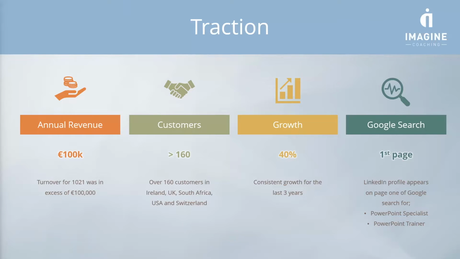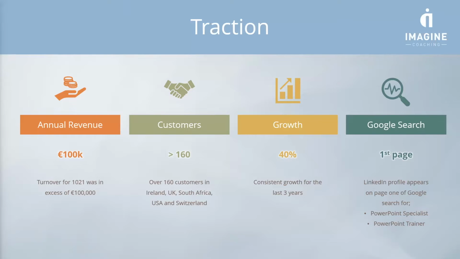Okay, so this slide is traction. So typically what you'd have here is information that refers to the progress of the startup company and the momentum as it's gaining and as the business is growing. Okay. So for example, here you might have annual revenue, the turnover of the business.